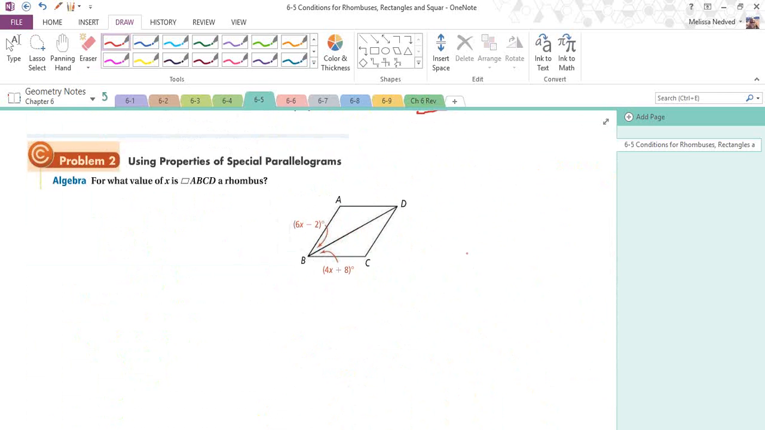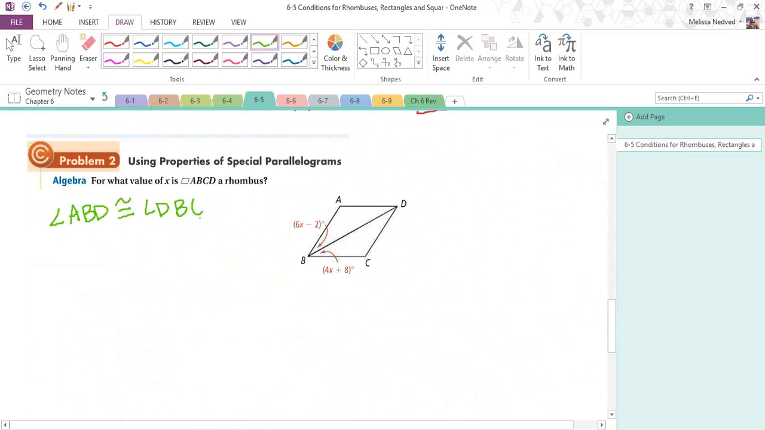So we want to make BD an angle bisector, meaning we want the measure of angle ABD to be congruent to angle DBC. If that were true, then we'd have a rhombus because that diagonal would be an angle bisector. So we want 6x minus 2 to equal 4x plus 8. By using that substitution, we've created an equation, one variable we can solve.